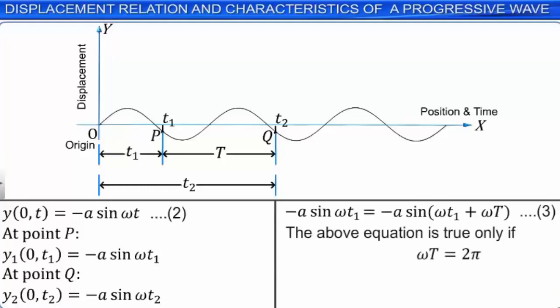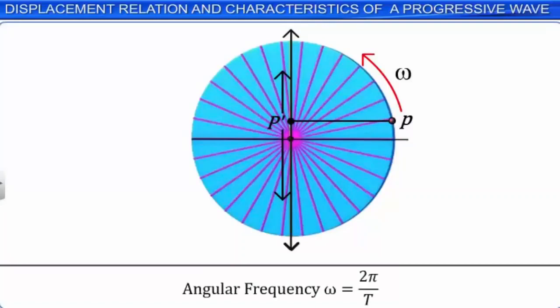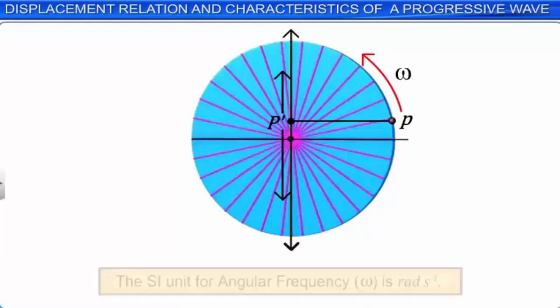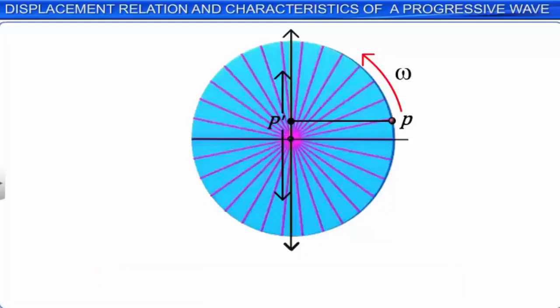Omega is also the angular velocity of the point moving along the harmonic circle, from which the sinusoidal wave has been generated. The SI unit for angular frequency ω is radians per second. Frequency is the number of oscillations per unit time made by a particle as the wave passes through it. It is represented by the Greek letter nu and is measured in hertz. Frequency is denoted by the equation ν = 1/T, which is equal to ω/2π.